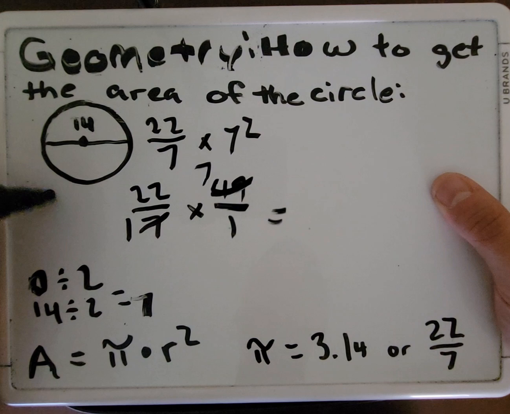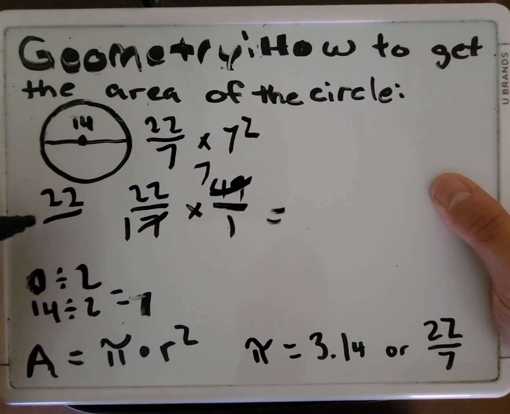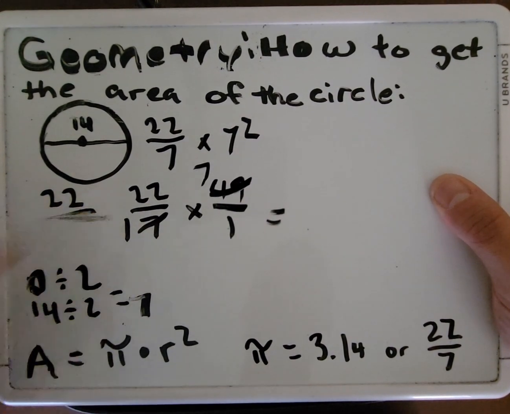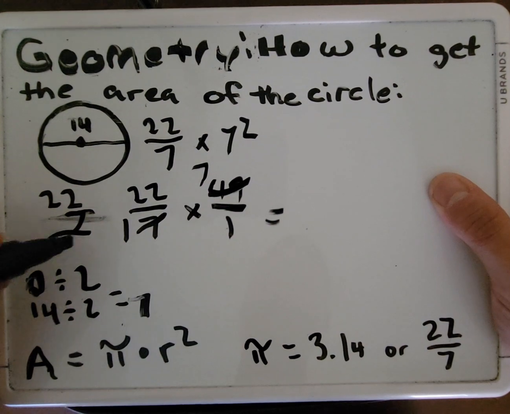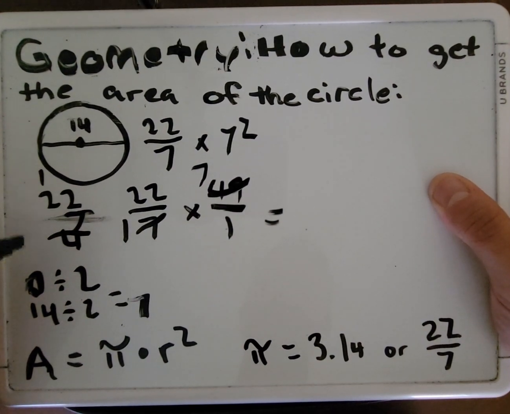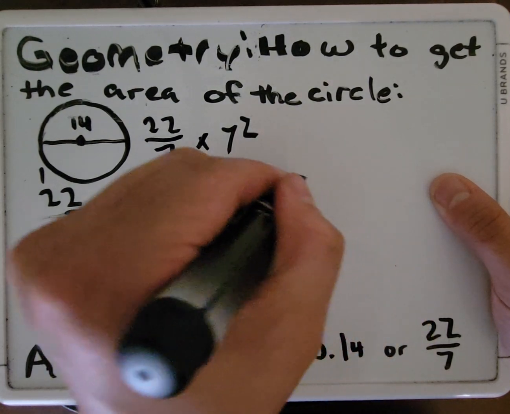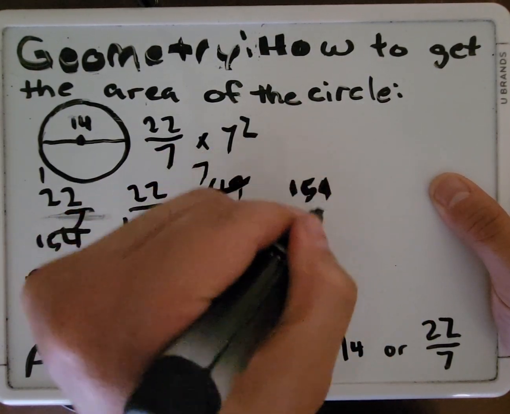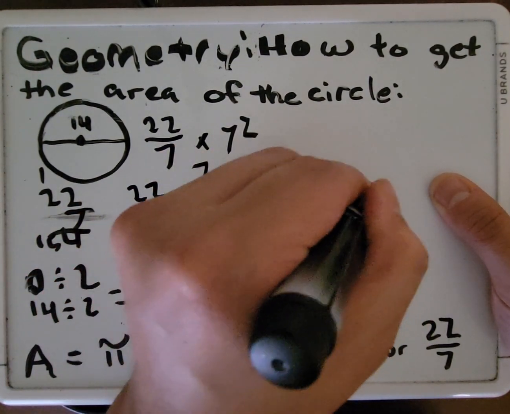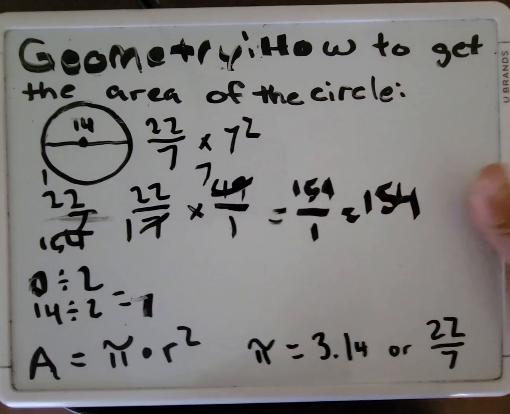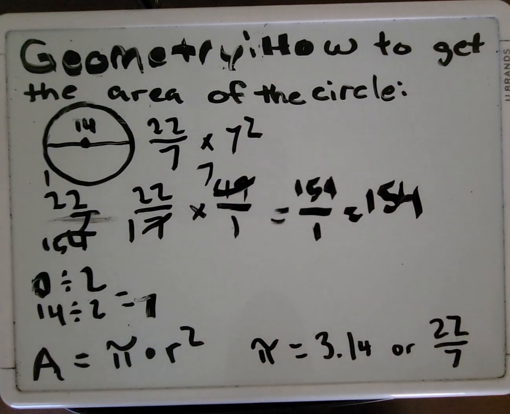22 times 7. That equals 154. Right? So that's just our answer.